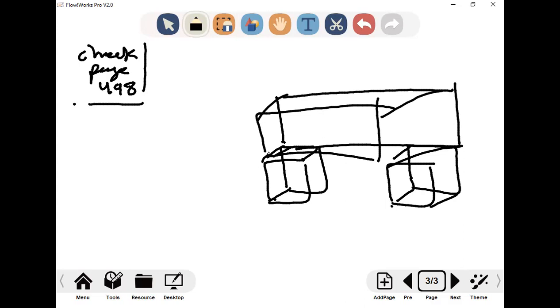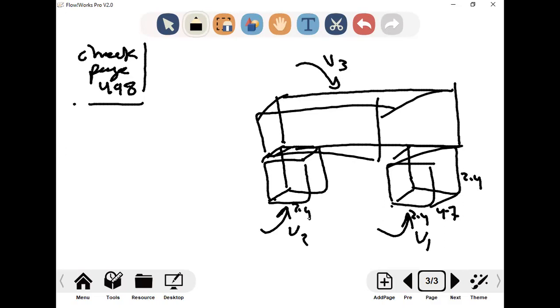So we have how many volumes? 3 volumes. I will call this one here volume 1, volume 2, and this one here volume 3. Let's put the dimensions on. We have here the length 2.4, the width 4.7, and it is height 2.4 also. This one 2.4, 2.4, and this one 4.7, same length and width for that, and the height is the same, right? Which is how much? 2.4 also.